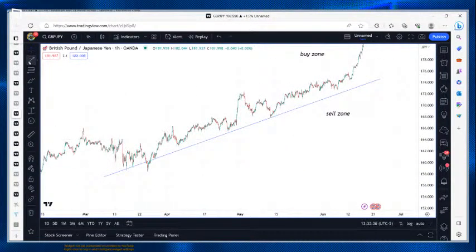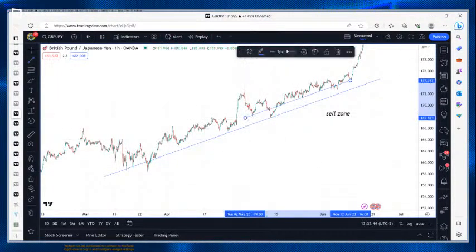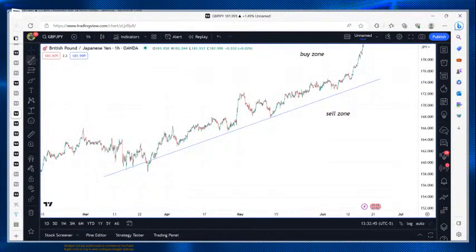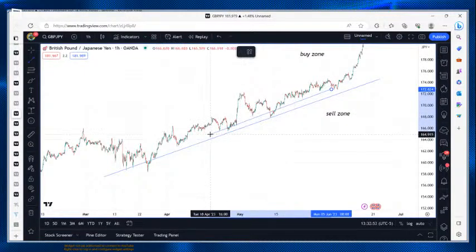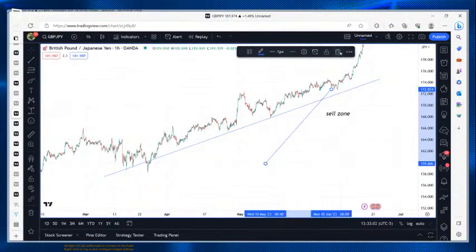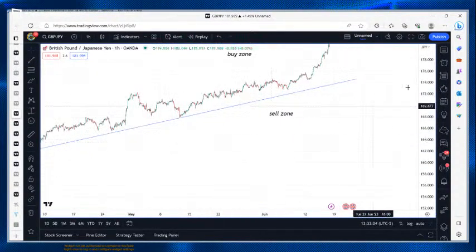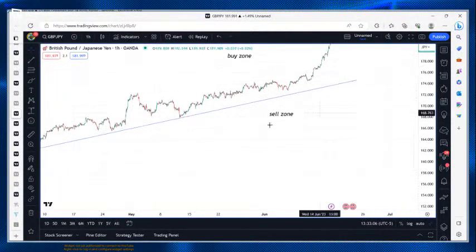Matter of fact, let's see. I look like I'm seeing something else. What's that now? Or what about this low? These lows? Mm, nah, because that would be trying to curve fit the trend line.